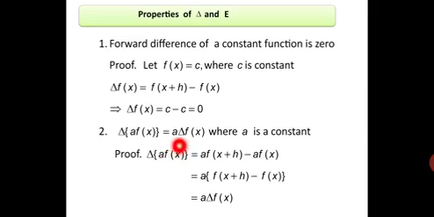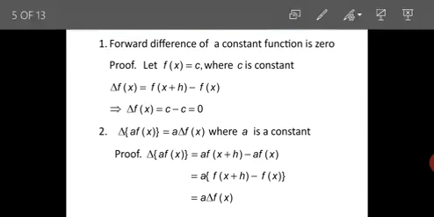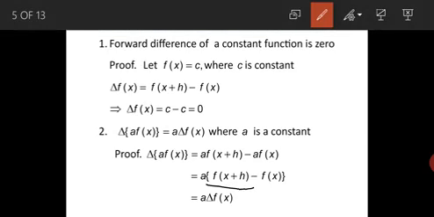Now delta of a into f of x, where a is a constant. Wherever x is there, I have to change it to x plus h for the forward difference formula. So a as it is, f of x plus h minus f of x. Where x is there, x has been changed to x plus h. Right? If you see this, I can take a as common. I have taken a as common here. Now what is this?